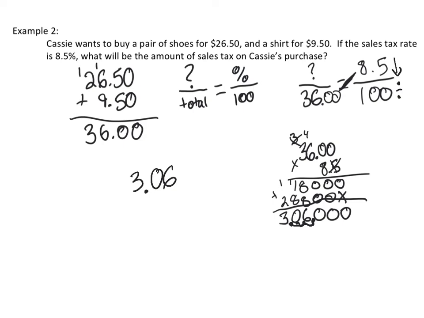So if we were looking for the total, again, this is sales tax. If we were looking for the total of the entire bill, we would add our sales tax, which is $3.06, back to the original of $36. If we were looking for the total. Since it's only asking for sales tax, $3.06 is perfectly fine.